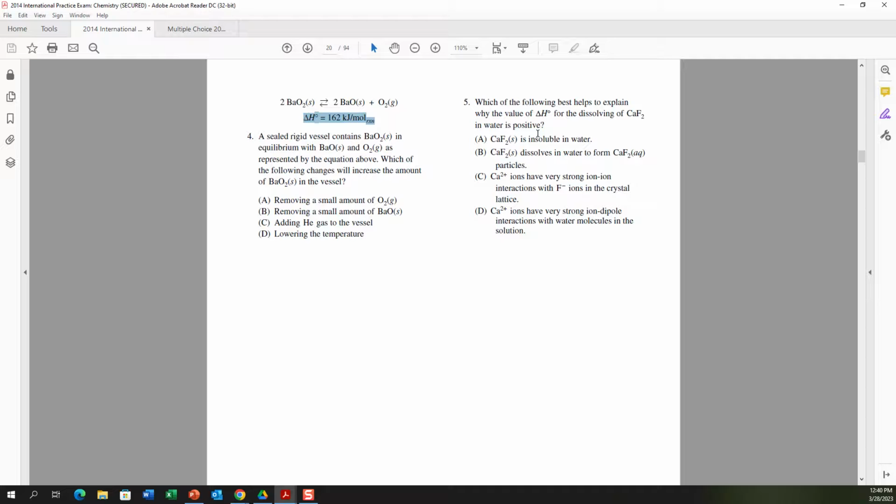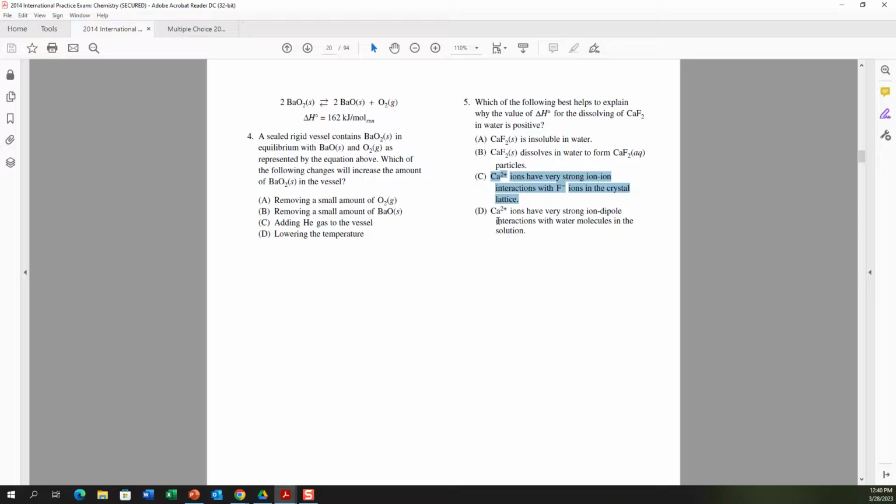So remember, we've talked about this multiple times. To dissolve, the ions have to break, so the ionic bond has to break. They have to separate from each other, and water molecules have to spread apart. So the forces of attraction that are breaking are the ion-ion bond between calcium and fluoride and the hydrogen bonding between water molecules. So those are probably pretty strong compared to the ion-dipole interactions that are formed. So we're looking for something like that. So calcium ions have a very strong ion-ion interaction with fluoride ions in the crystal, so that's probably the explanation there.